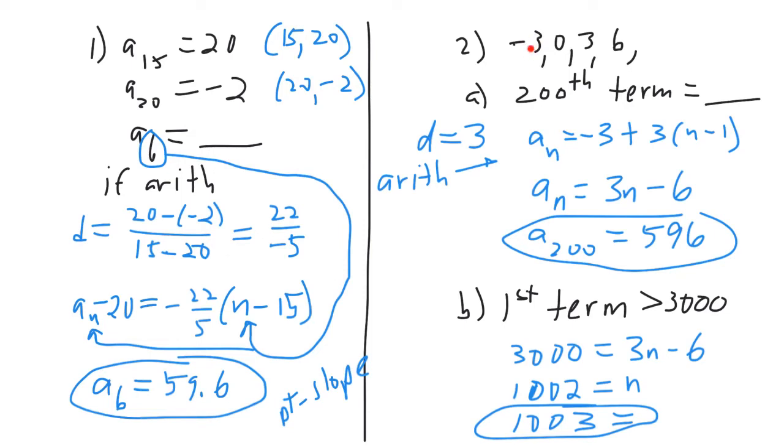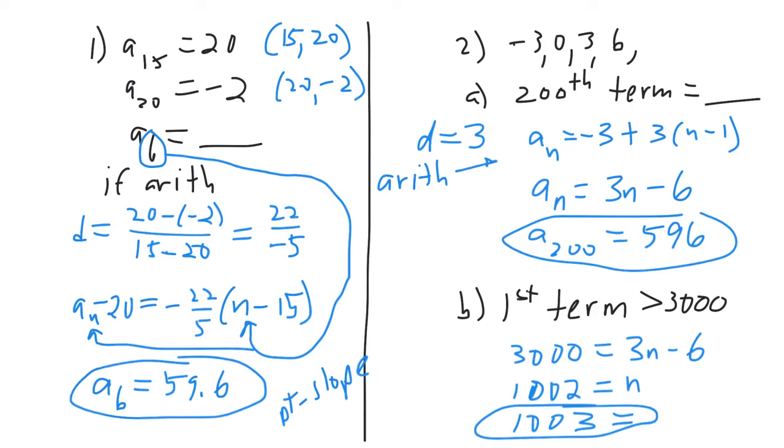Here I know the first term, so I'm going to do that arithmetic formula, which is really just the same as point slope, where I use the first term plus the common difference times n minus 1. And I have simplified this out because it makes it easier to plug into 200. 3 times 200 minus 6. Oops, yeah, 294. I'll fix that.